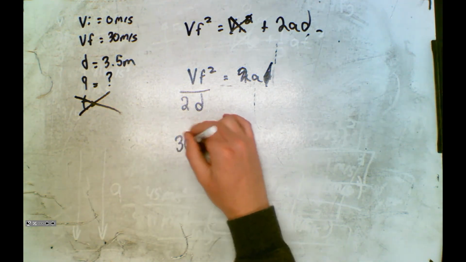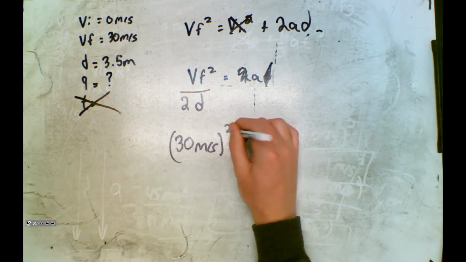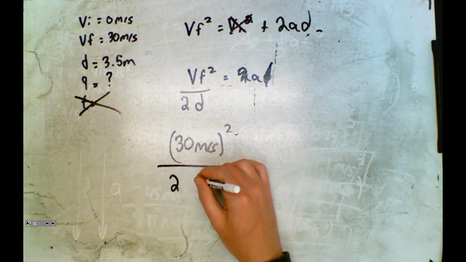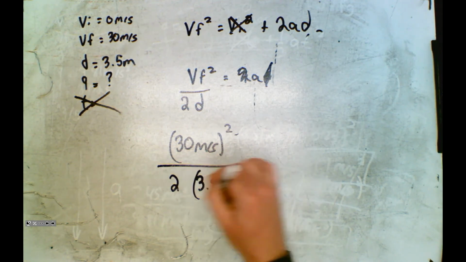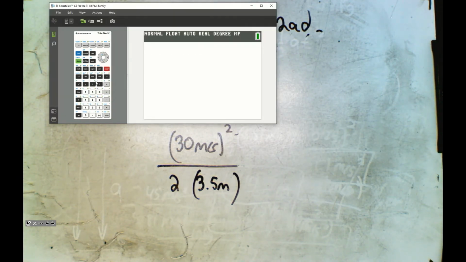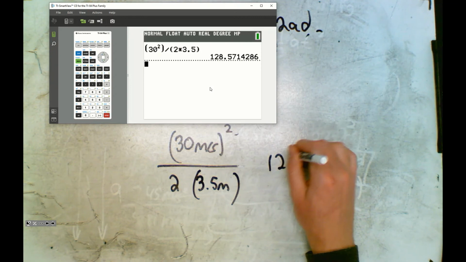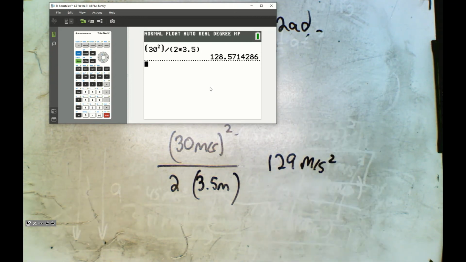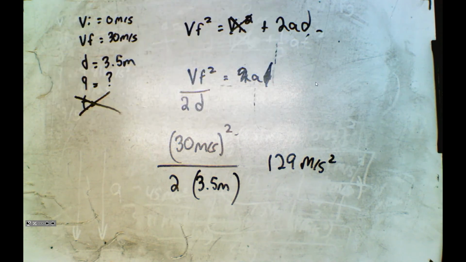So it's just 30 meters per second squared, over 2 times 3.5 meters. So when I type this into my calculator, I would go 30 squared on top, and then on the bottom, I would go 2 times 3.5. So the acceleration is, and I have 3 sig digs, 129 meters per second squared. I don't need a direction because it's just asking for the magnitude of the acceleration.